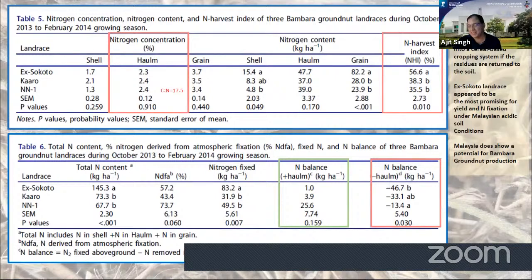It's because it's underutilized. Why? Because not much work has been done on this. So that's the reason why there aren't any improved varieties, and that's the reason why the N harvest index is quite low. Okay, but it's good anyway.